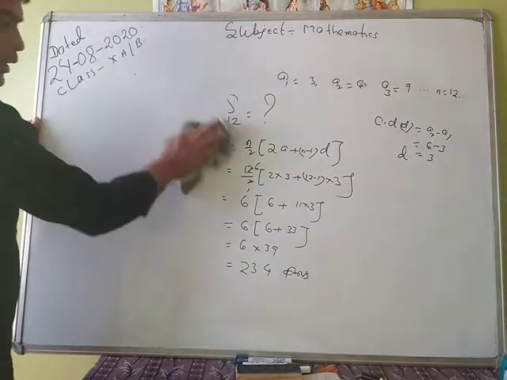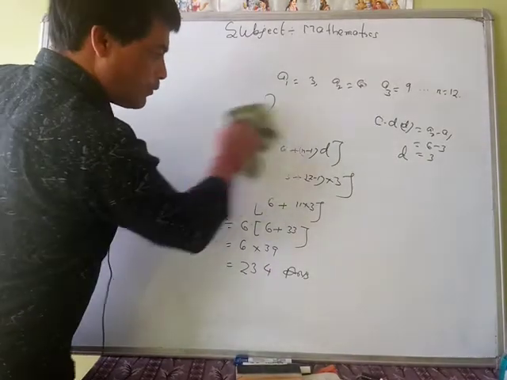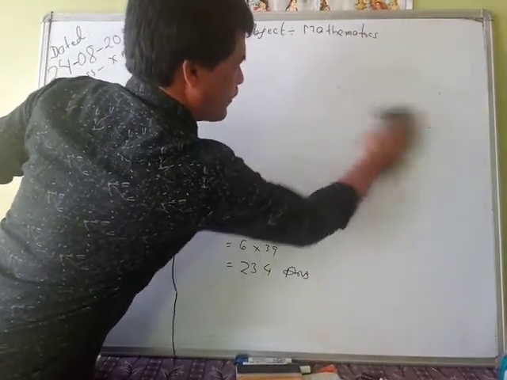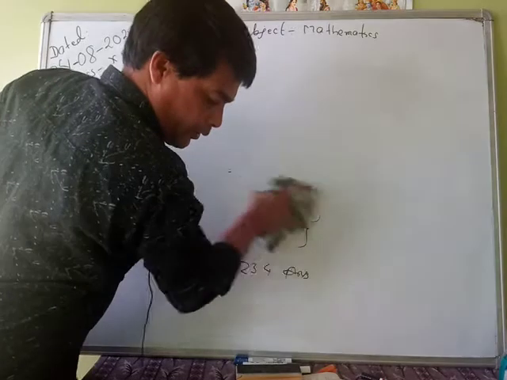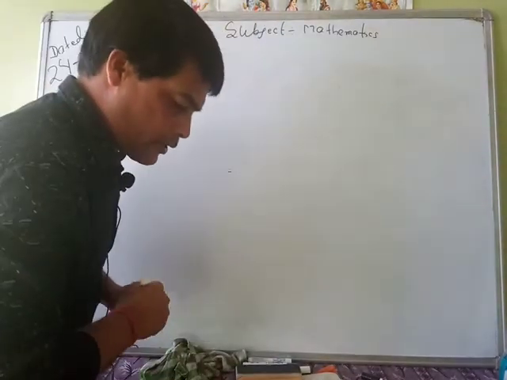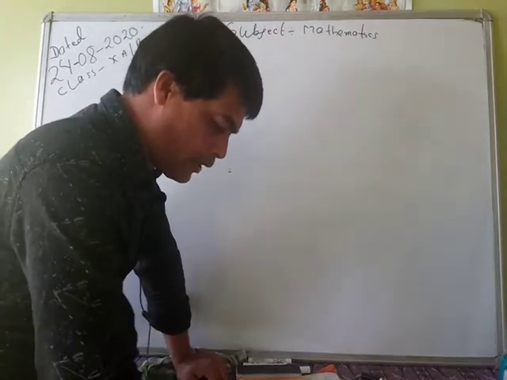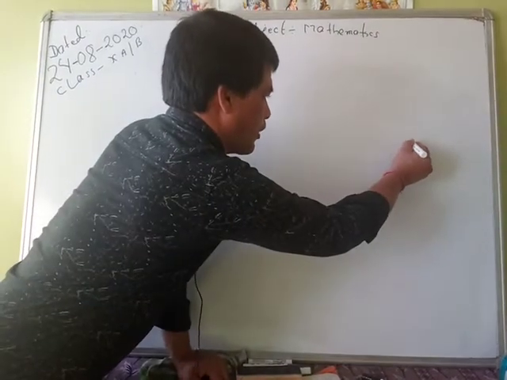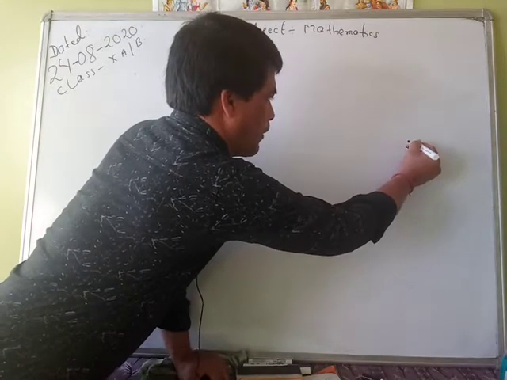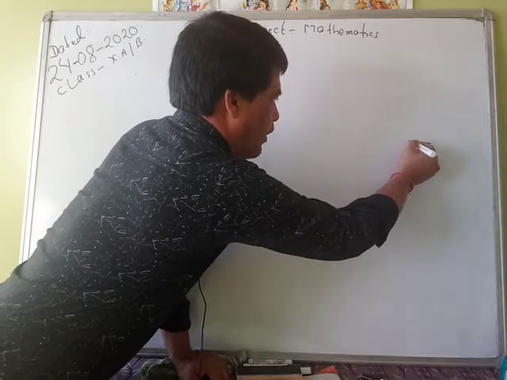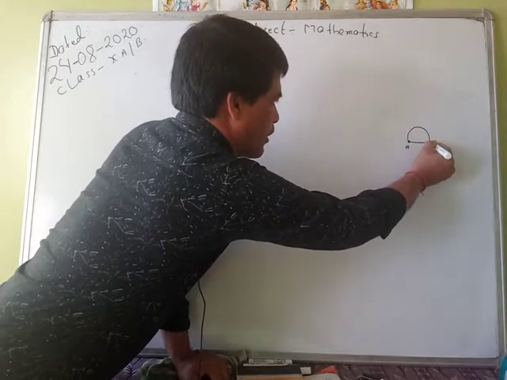We will complete question number 17. Now we'll go to question number 18. Question 18 tells us that a spiral is made of successive semicircles with centers alternately A and B, starting. Suppose this is point A and this will be point B, and then you have to make a spiral in a semicircle.